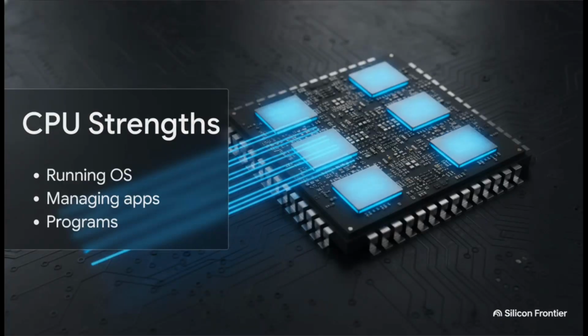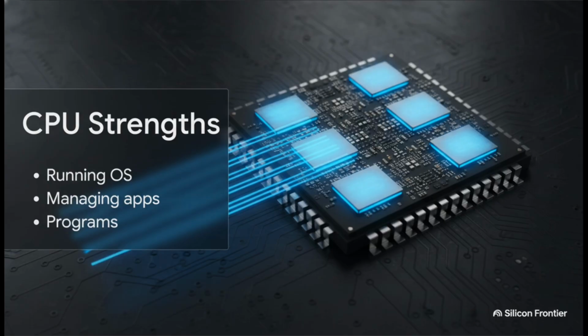Let's start with a system you're likely very familiar with, the general-purpose processor. A CPU is fundamentally designed to be a master of complex, sequential tasks. If you look at the physical silicon, CPUs contain a relatively small number of highly powerful, sophisticated cores. Each of these cores is engineered to execute complex instructions and make rapid decisions. They are exceptionally good at running your operating system, managing various background applications, and executing sequential programs.